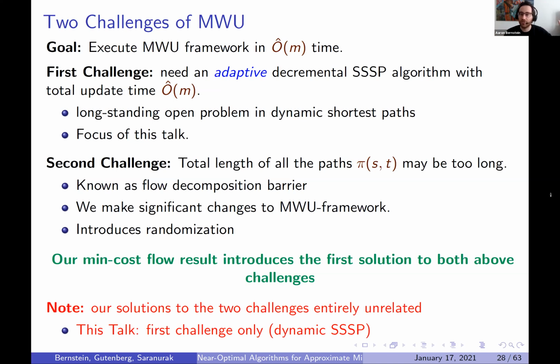The first one is about dynamic shortest paths. The second one is about MWU. They have no relation. So for this talk, I'm going to focus only on the first challenge. I think that was the more significant challenge. This was a long-standing open problem in and of itself, and it was technically by far the more challenging one to solve. So I'm going to focus on decremental shortest paths for the rest of this talk.